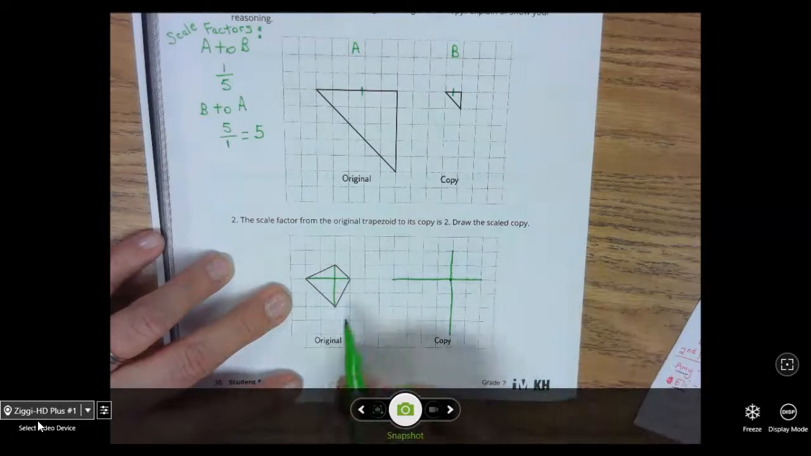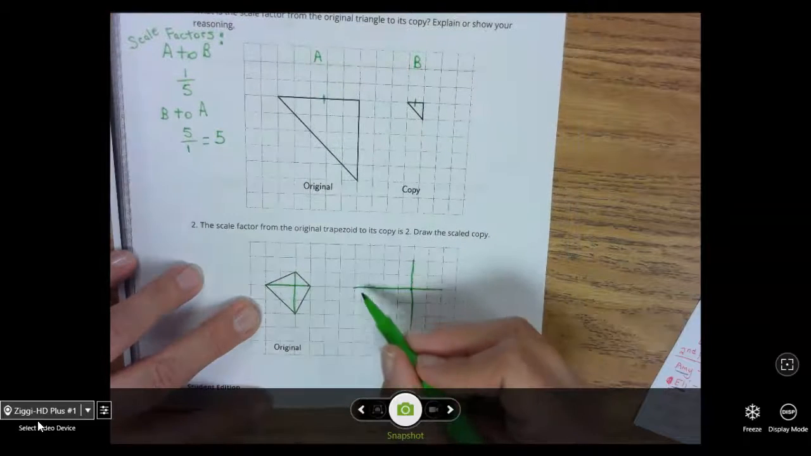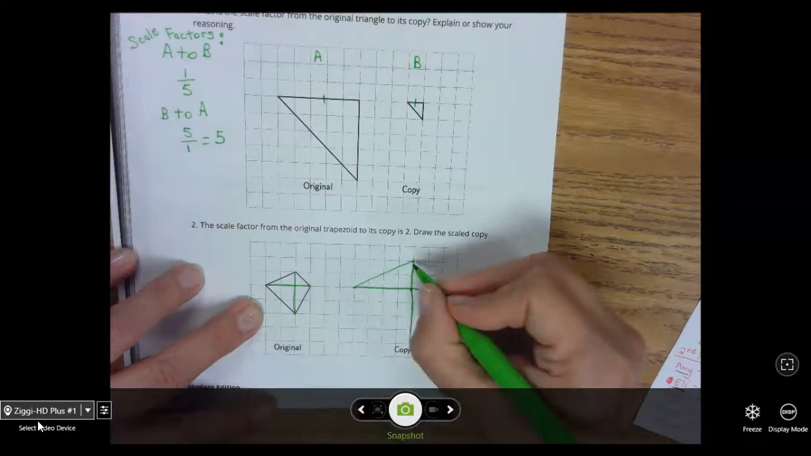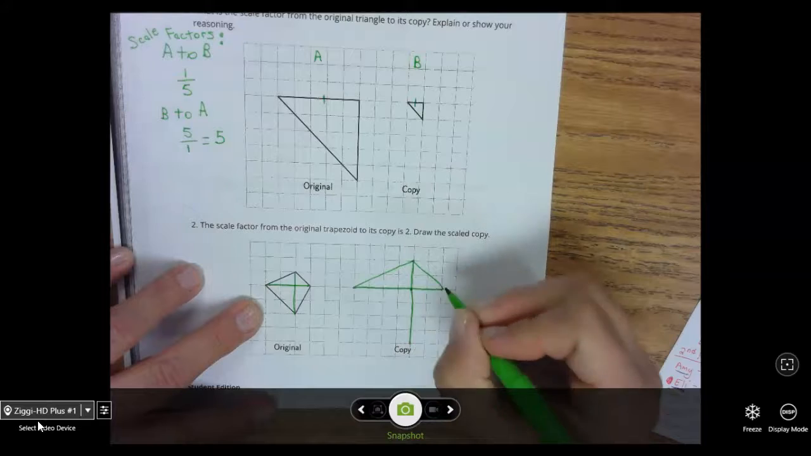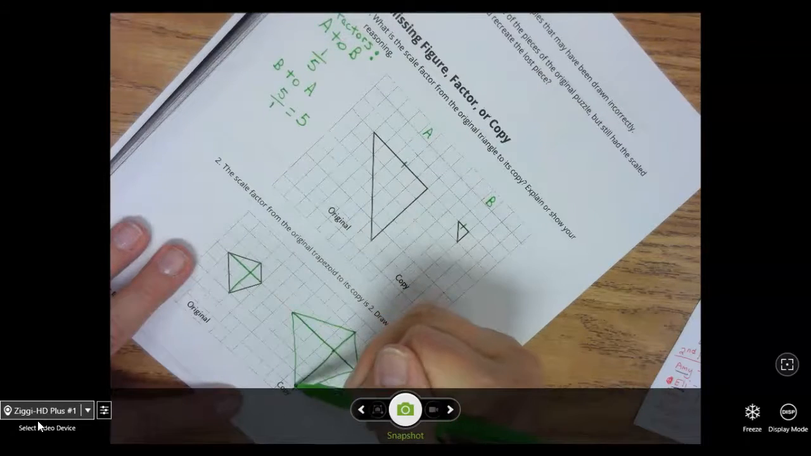And now I've created this X that I had here. And then all you have to do is connect the points from that. And so here we connect, here we connect, here we connect, and there we connect.